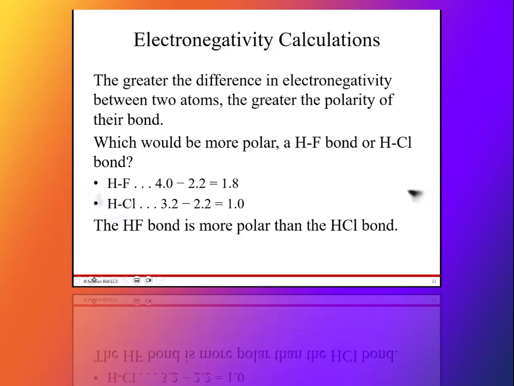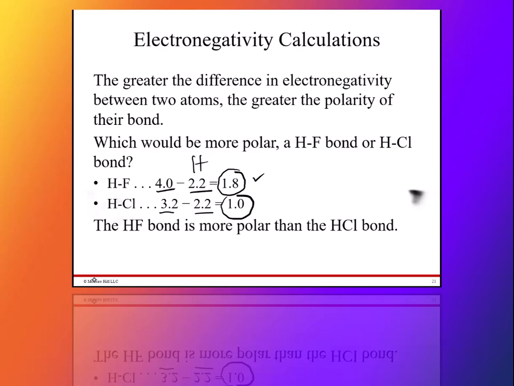So electronegativity calculations: you look on the table and just take, you don't have to take the highest one first. They made it easy on you. The bottom line is the difference in electronegativity has to be an absolute value. It's not positive or negative. So they just take the more electronegative fluorine, subtract the lower electronegative hydrogen, and the difference is 1.8. For hydrogen and chlorine, the difference is 3.2 minus 2.2. Notice these are both for hydrogen, and the difference is only 1.0.